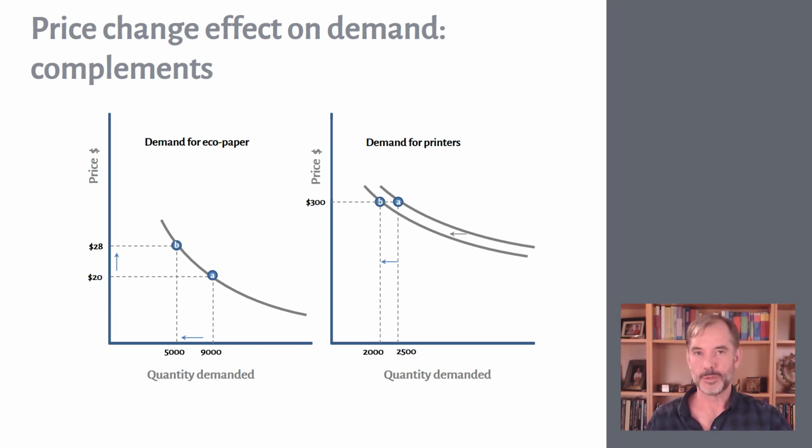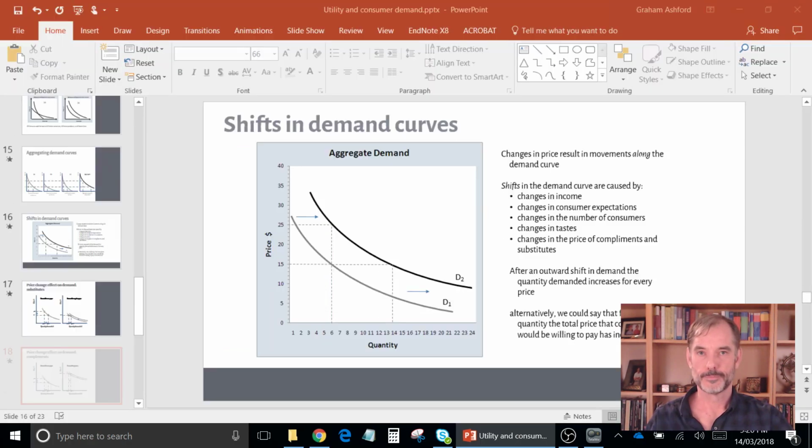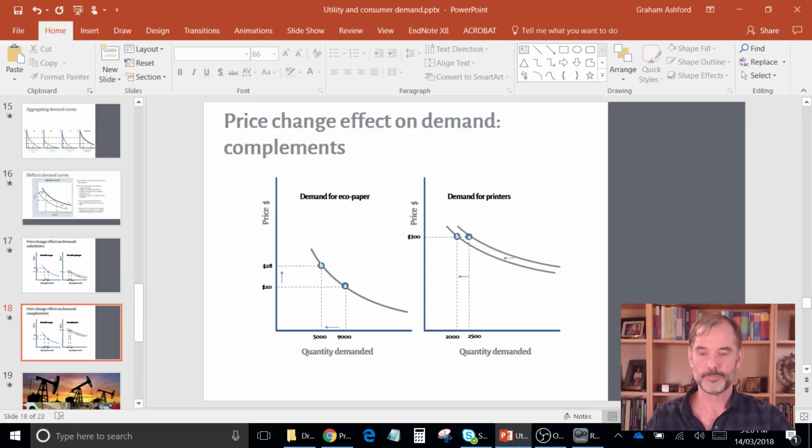The price of paper is more expensive. The total cost to operate a printer is more expensive. People's interest in printing goes down, and the printing curve shifts here to the left.